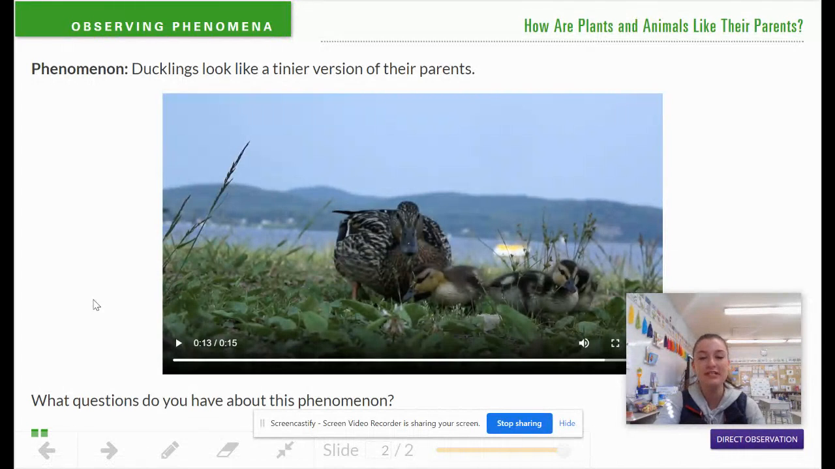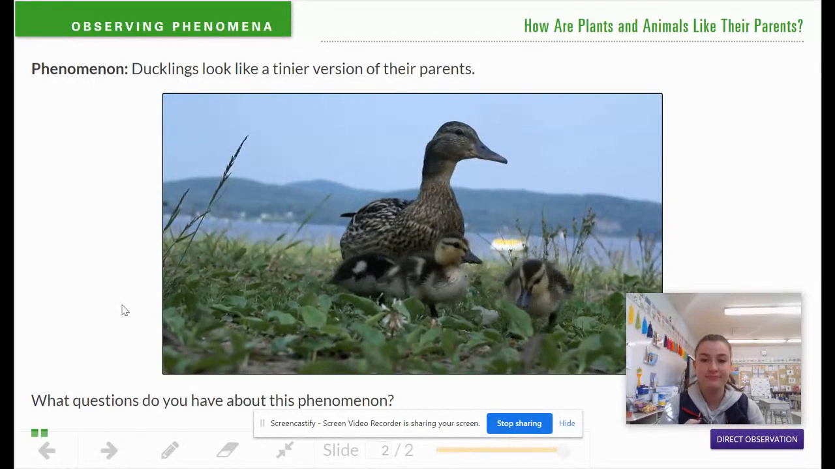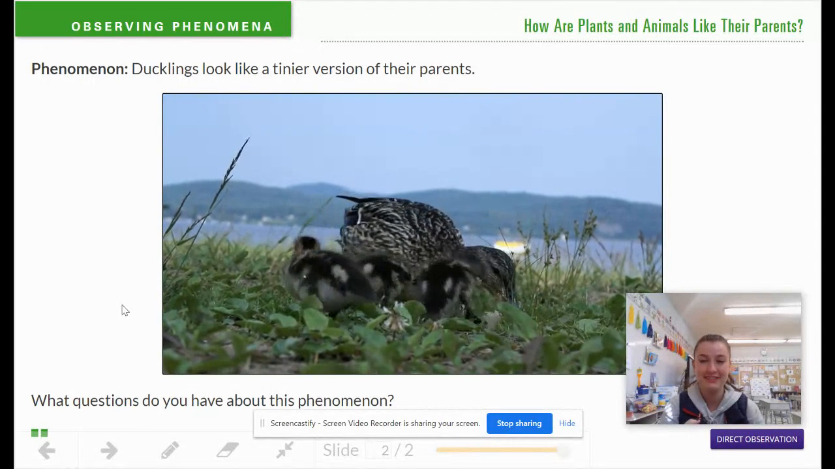So still, you're just participating right now. We're going to look at this video. I'm going to play it in a second. There's no sound, but we're just going to watch a video. And it says right here, ducklings look like a tinier version of their parents. So you can see the mom duck right here and her little ducklings. And they look alike, but you can tell right from looking at them, there are some differences, right? So let's play this video. There's not much sound, but we're going to watch. All right. Look at how cute.